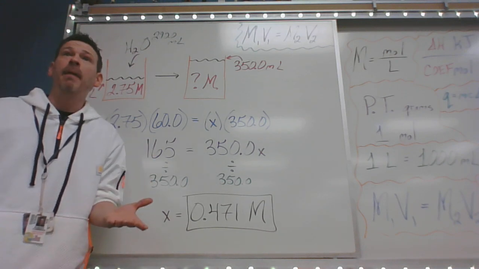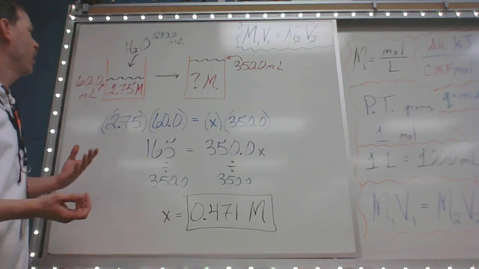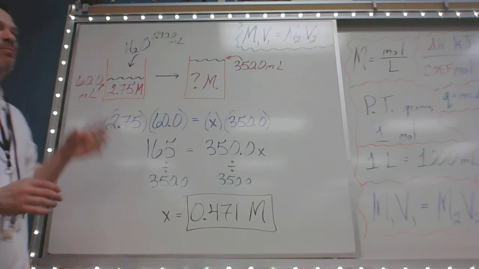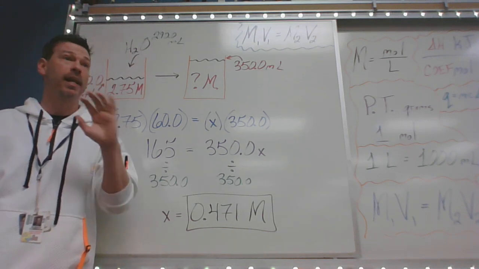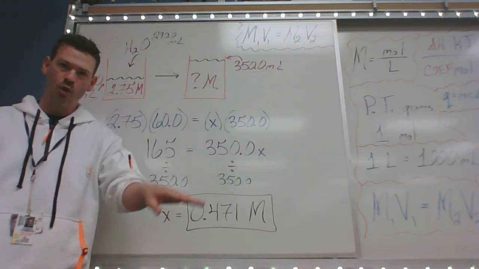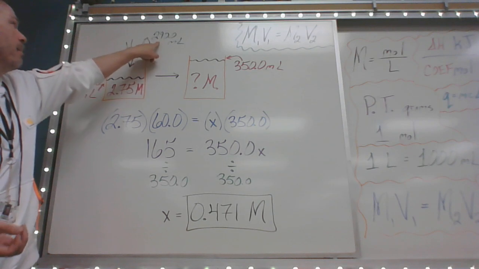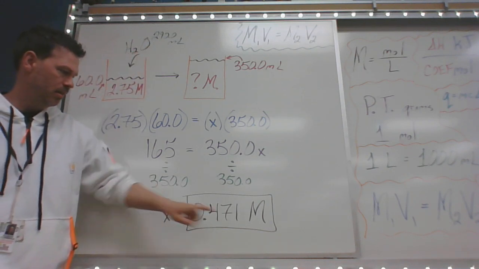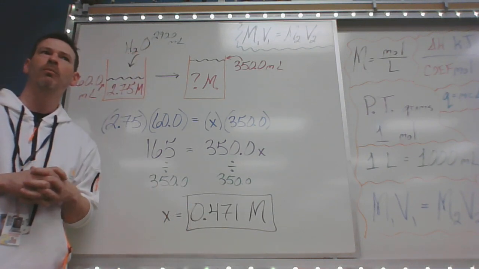And the conclusion makes sense on what we were doing there, right? We started with 2.75 molar and we dumped water on top of it. And you know, anytime you dilute, the solution becomes safer to handle. The molarity drops. And that much dropped it to 0.471 molar.